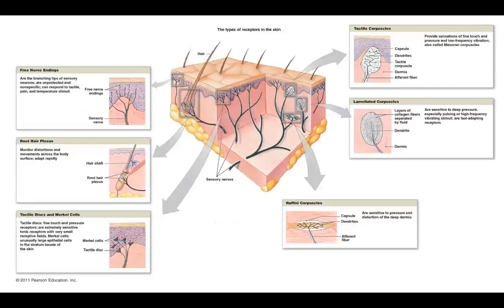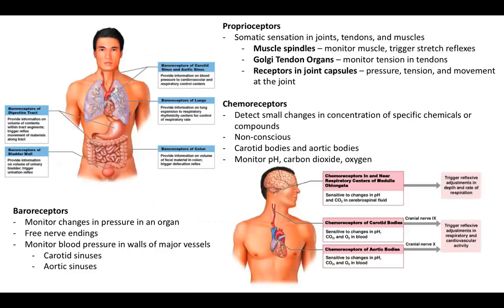Okay, so there's the picture. You can go over what those look like again. Helpful for lab as well. Okay, so proprioceptors, we've learned about these before. Somatic sensation in joints, tendons, and muscles.